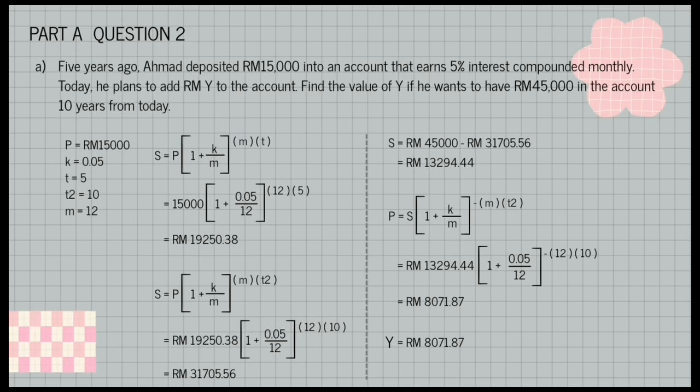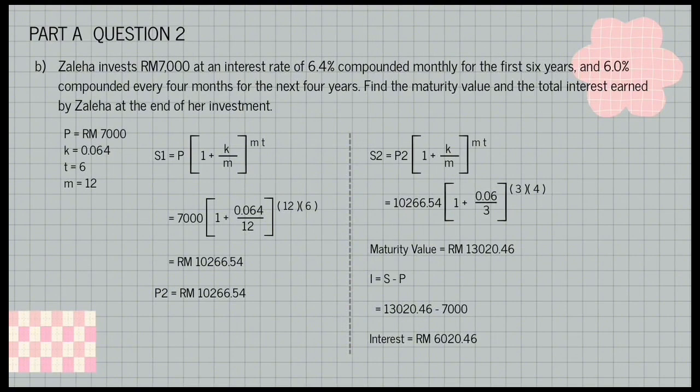19,250 ringgit 38 cent. We will use that for the new principal. 19,250 ringgit 38 cent, 1 plus 0.05 over 12. And the answer for that is 31,705 ringgit 56 cent. After that, S equals 45,000 ringgit minus 31,705 ringgit 56 cent. Then we use the formula P equals S(1 plus K over M). And the answer for that is the value of Y, which is 8,771 ringgit 87 cent.